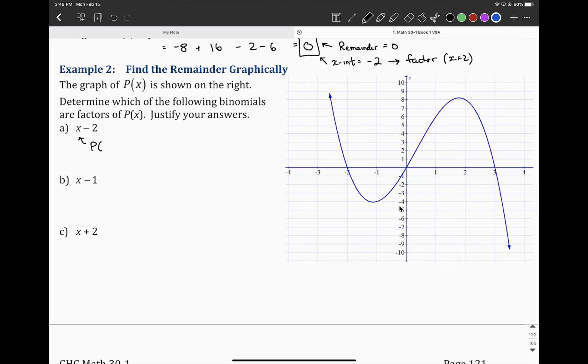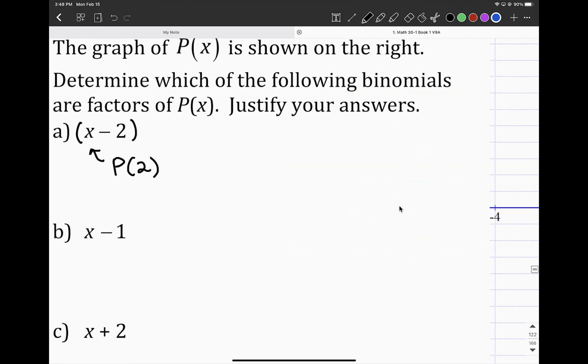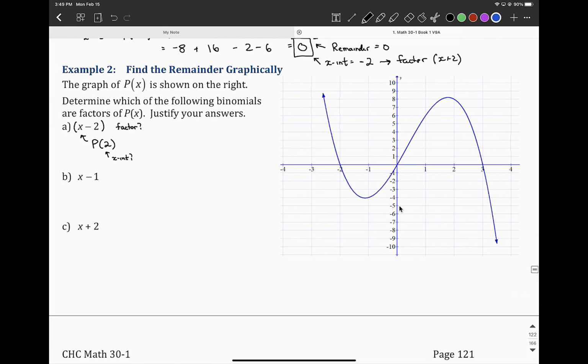So this is a notation called p of 2. Saying, is this a factor? Is this an x-intercept? P of 2. Well, let's go to the graph. P of 2 is right here. Is that an x-intercept? No, not even close. Way too high. So this equals 8, and so no. The remainder equals 8. It's y equals 8. That's not an x-intercept.